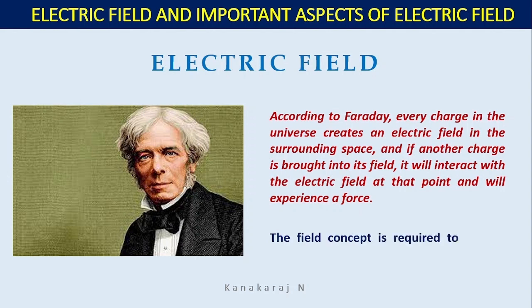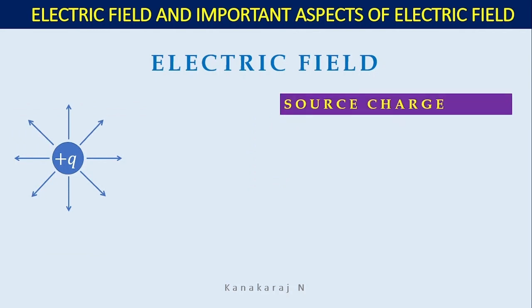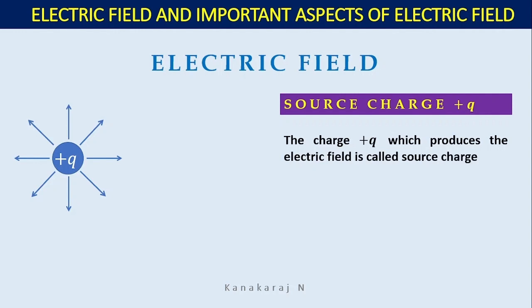The field concept is required to explain the action at a distance. Here you have a positive charge and it gives out the electric field radially away from it. This is called source charge. The charge plus Q which produces the electric field is called source charge.